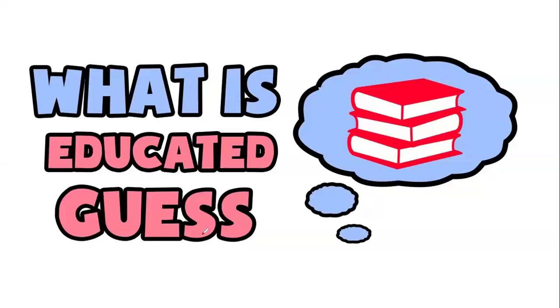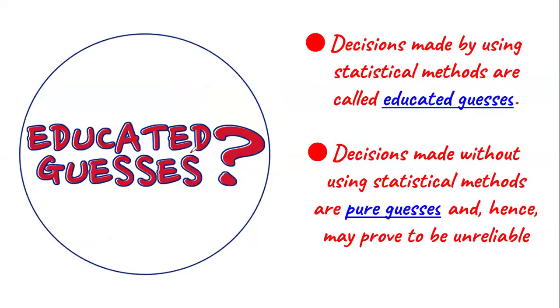Okay, so that's what an educated guess is. Here I was trying to actually write it for you. What are educated guesses? You can say these are decisions made by using statistical methods. If you make a decision without using statistical methods, then those decisions are called pure guesses. Because you have not used statistical methods, those guesses may be unreliable. We cannot trust them because they don't have the mathematical background, right? So they'll just be pure guesses.